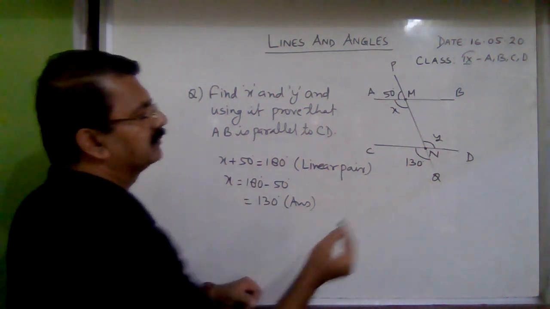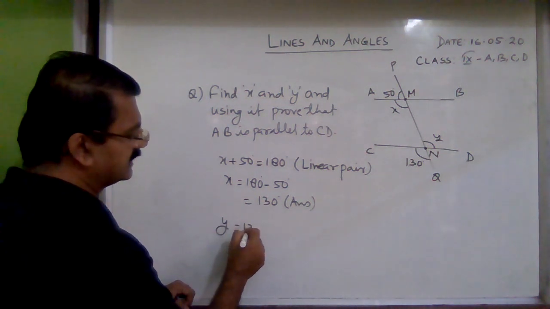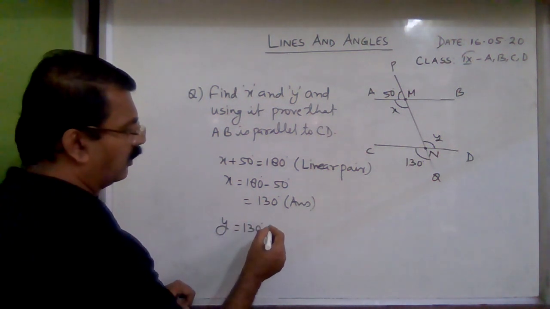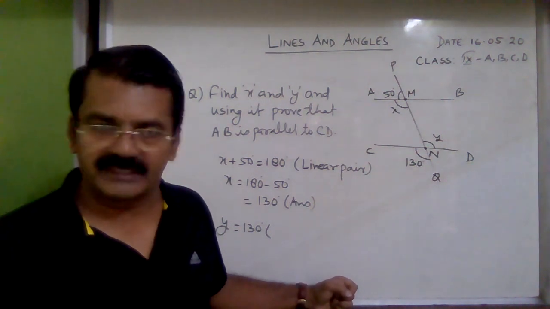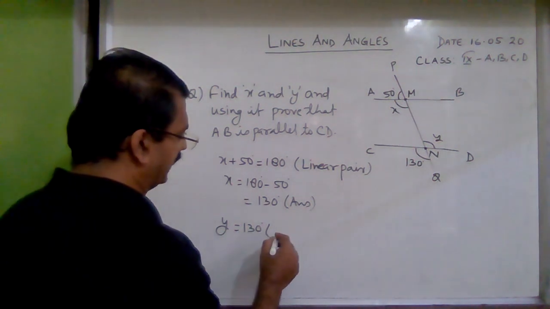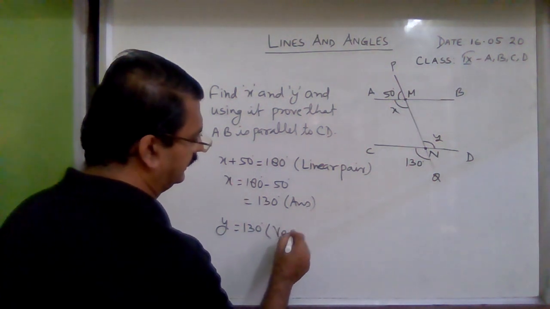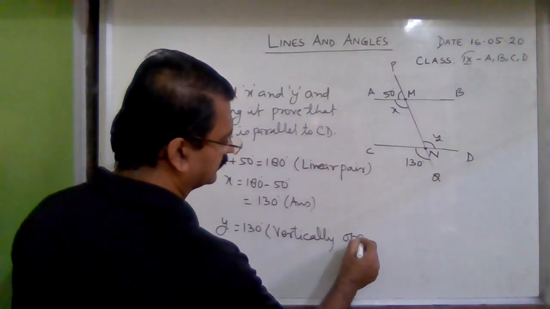Now you see here, Y and 130 will be equal. Y is equal to 130 degrees. Now what is the reason? Because they are vertically opposite. Y and 130 are vertically opposite, so they are equal. Y is equal to 130 degrees. Reason, you will write vertically opposite.